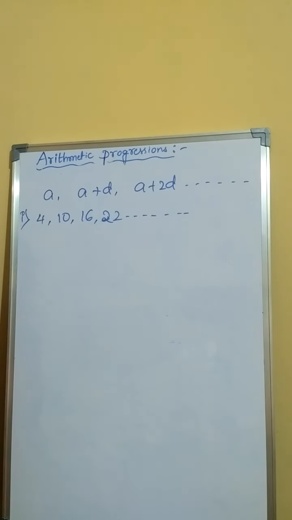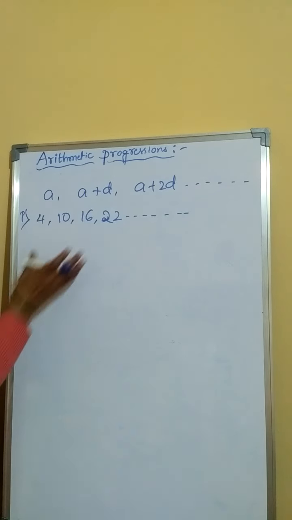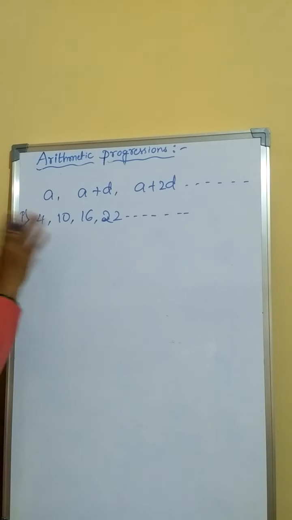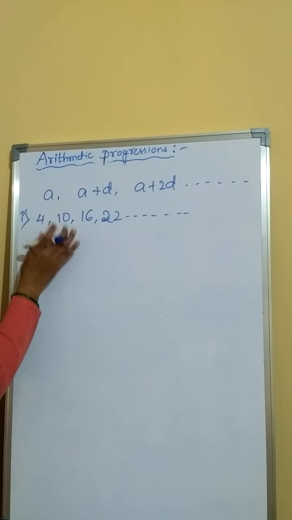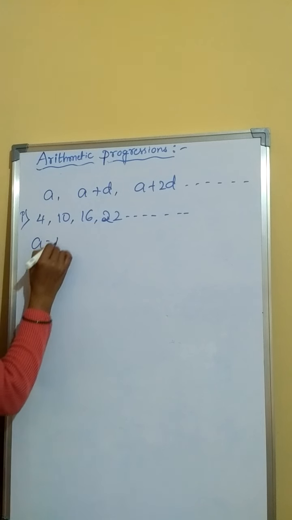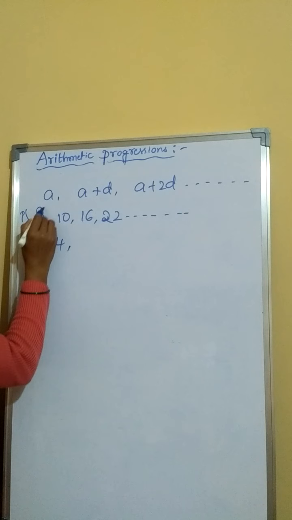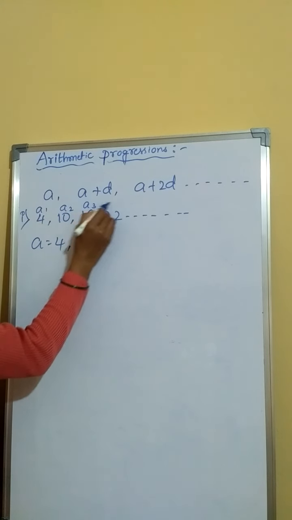So for the first sum, they have given us 4, 10, 16, 22, etc. Here, you need to identify. So this time they have not given us that it is an AP. That means we don't know now whether it is in AP or not. We need to check that first. So here, I am taking the first term A as 4. This is fixed always, the first term. Next I need to find the common difference. That is A1, A2, A3, A4.